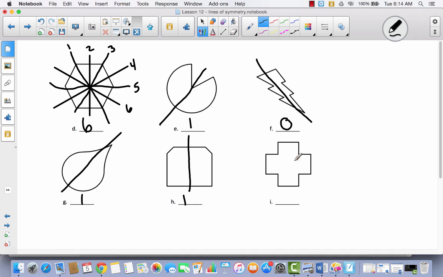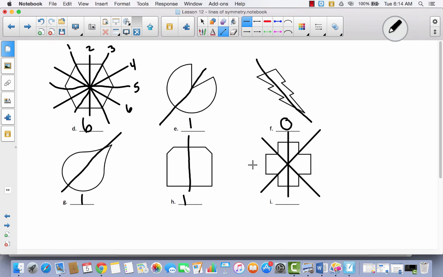And then when you look at this X or this plus sign, it has several. So I'm going to use a straight line here. Okay, so you can go through the corners like this. So you have 1, 2, and then you can go 3, 4. All right, so it has 4 lines of symmetry.